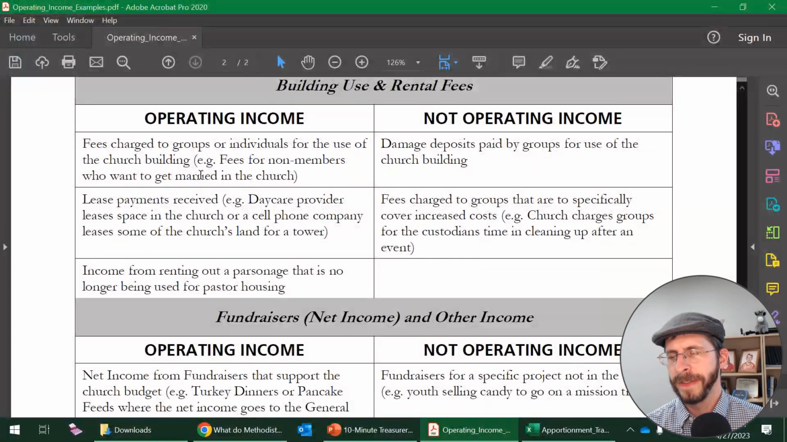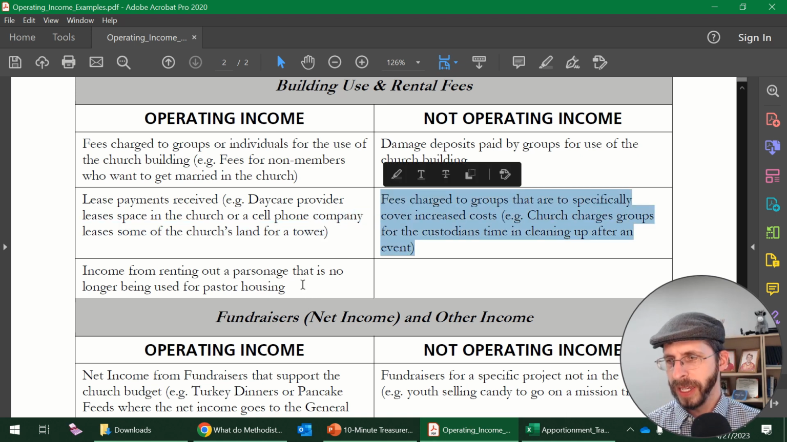Building use and rental fees. What I normally say is if the fee is to cover our increased expenses, so maybe you have to pay somebody extra to do setup and cleanup, then I wouldn't include that income. But if it's actually a moneymaker for your church, then I would include it.